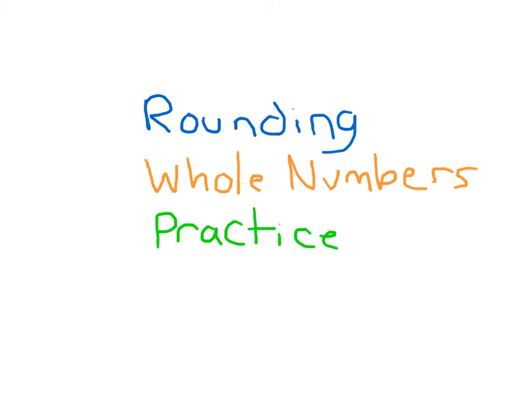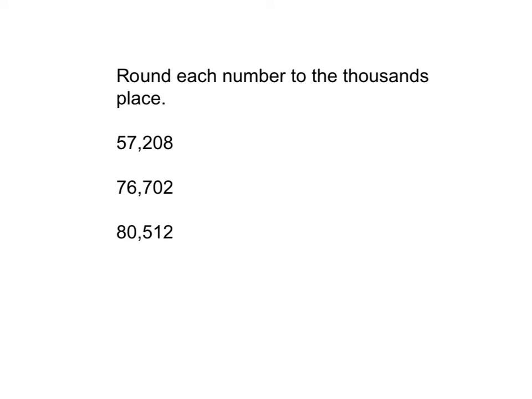Here is some practice rounding whole numbers. Here it asks to round each number to the thousands place. I'm going to go ahead and rewrite the number, and circle that thousands place so I know what digit I'm rounding to. I'll underline the digit next to it because that's the digit I'm going to look at to see whether it's between 0 and 4 or between 5 and 9.